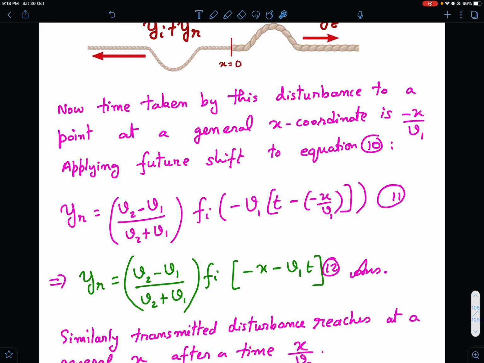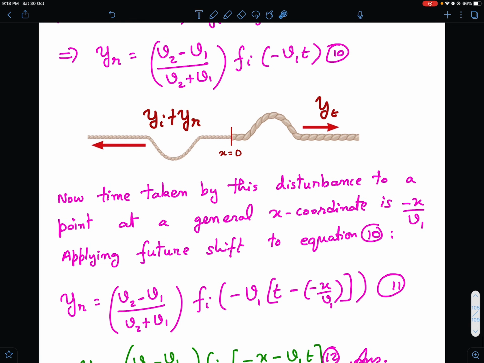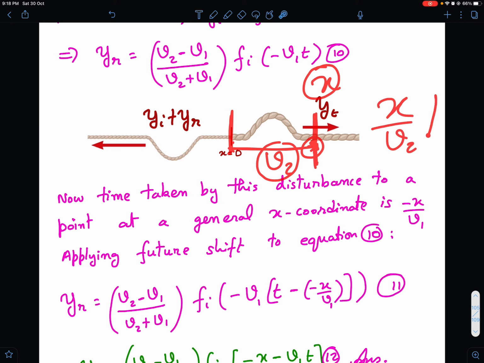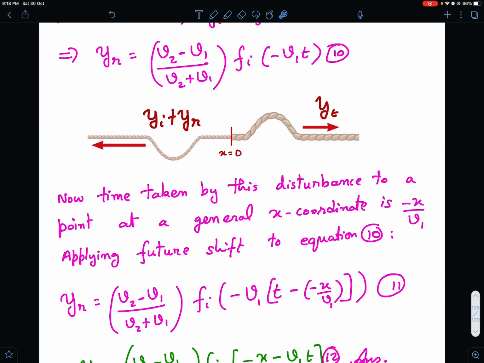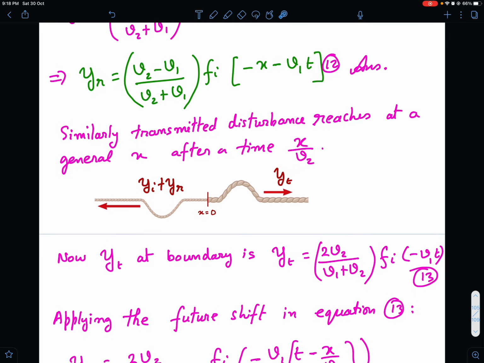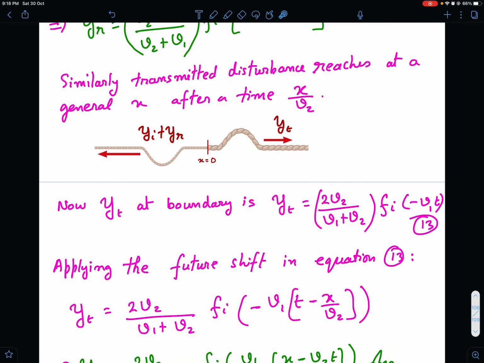So I hope the reflected wave derivation is clear. Similarly, I can find the transmitted disturbance. Now, after how much time will the transmitted disturbance reach a general x? To the right of the boundary, x coordinate is positive and the velocity is v2. So the time required to reach the point x will be x upon v2. That means I need to apply a future shift to the transmitted disturbance. Whatever is the transmitted disturbance at x equal to 0, to get the transmitted wave, I apply the future shift to the transmitted disturbance, right?